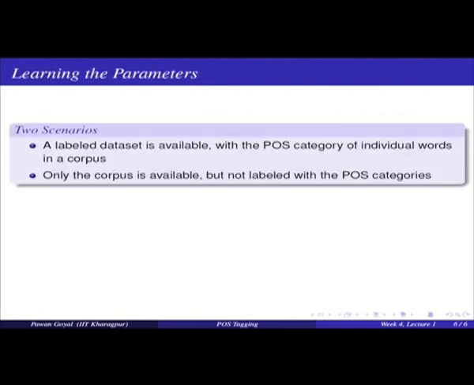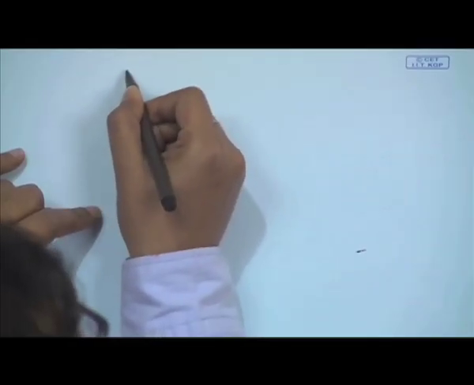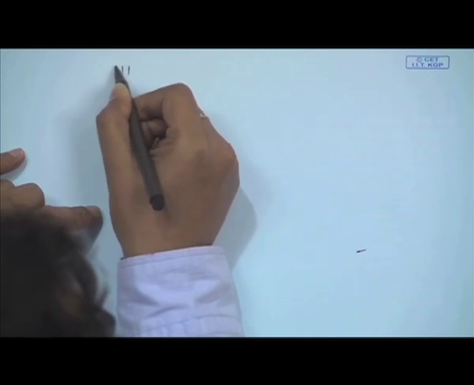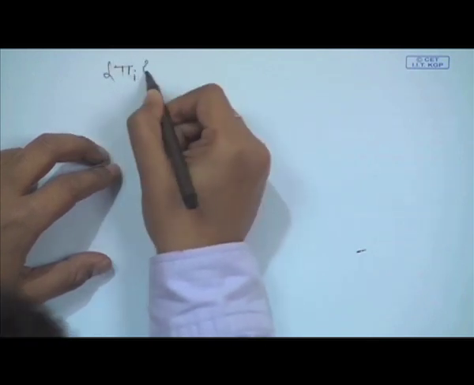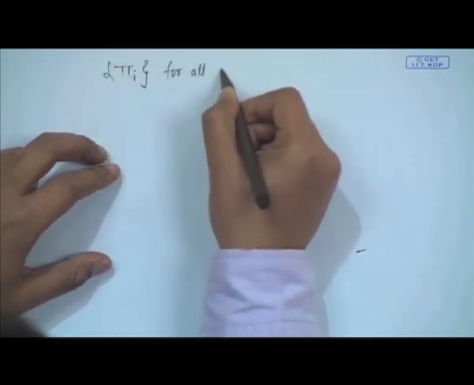Now, coming to the point of learning the parameters. What parameters do we need in this hidden Markov model? We need three different parameters. First, we need the probability of starting the sentence. In the language of HMM, that is the pi. That is, what is the probability that a particular tag or state starts the sequence. So I want this probability, pi i, for all POS tags.